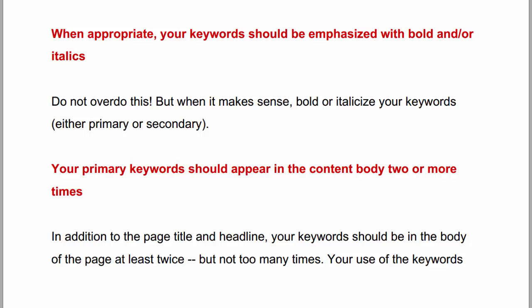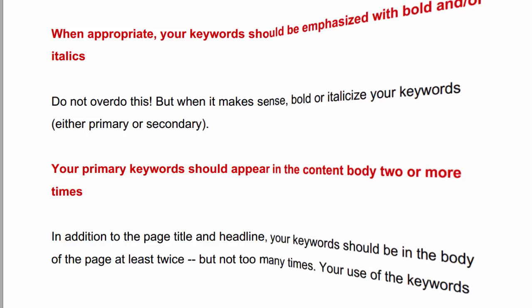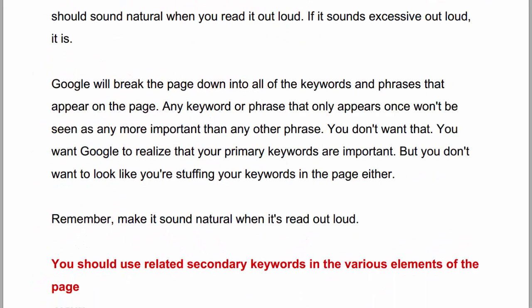Number 7. Your primary keywords should appear in the content body 2 or more times. In addition to the page title and headline, your keywords should be in the body of the page at least twice, but not too many times. Your use of the keyword should sound natural when you read it out loud. If it sounds excessive out loud, it is.